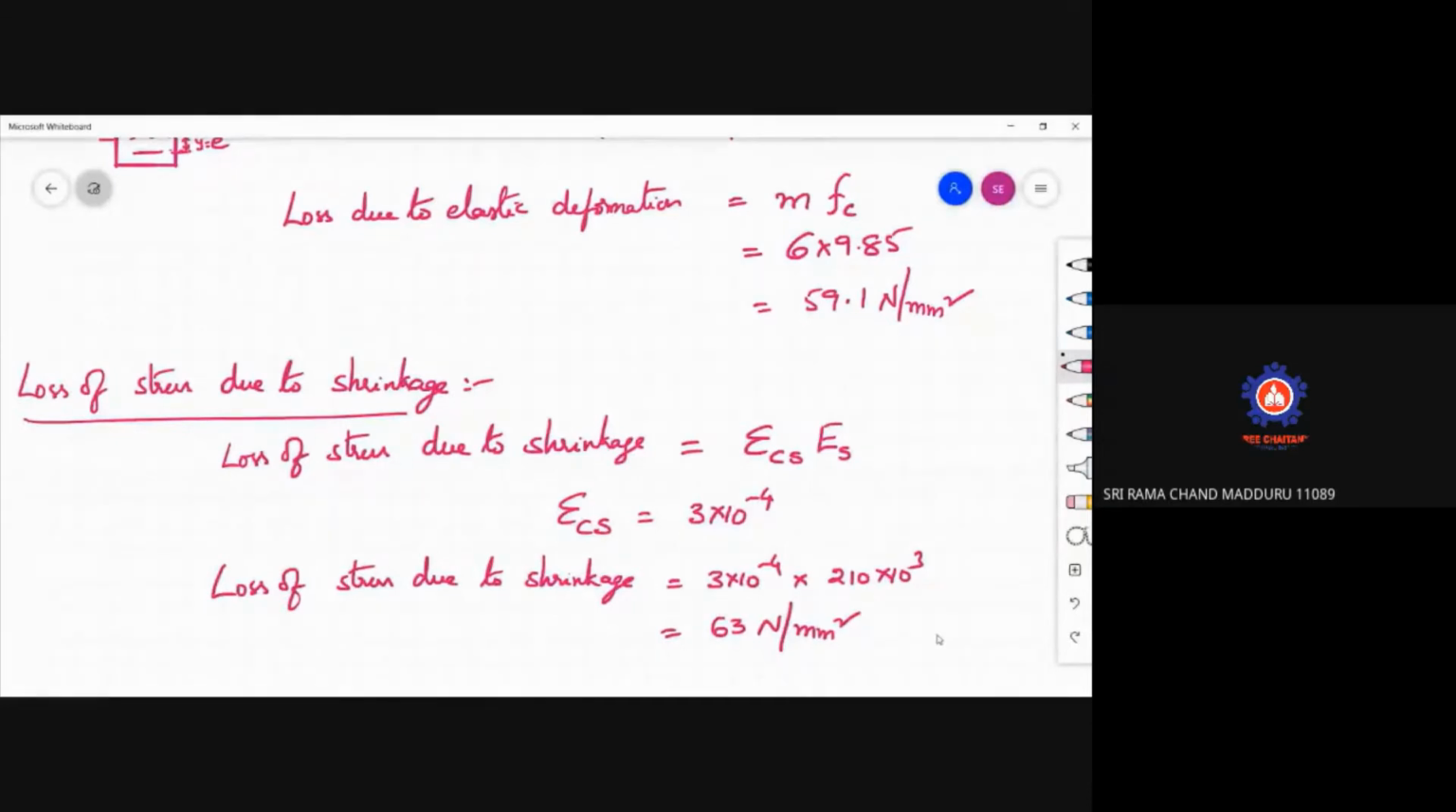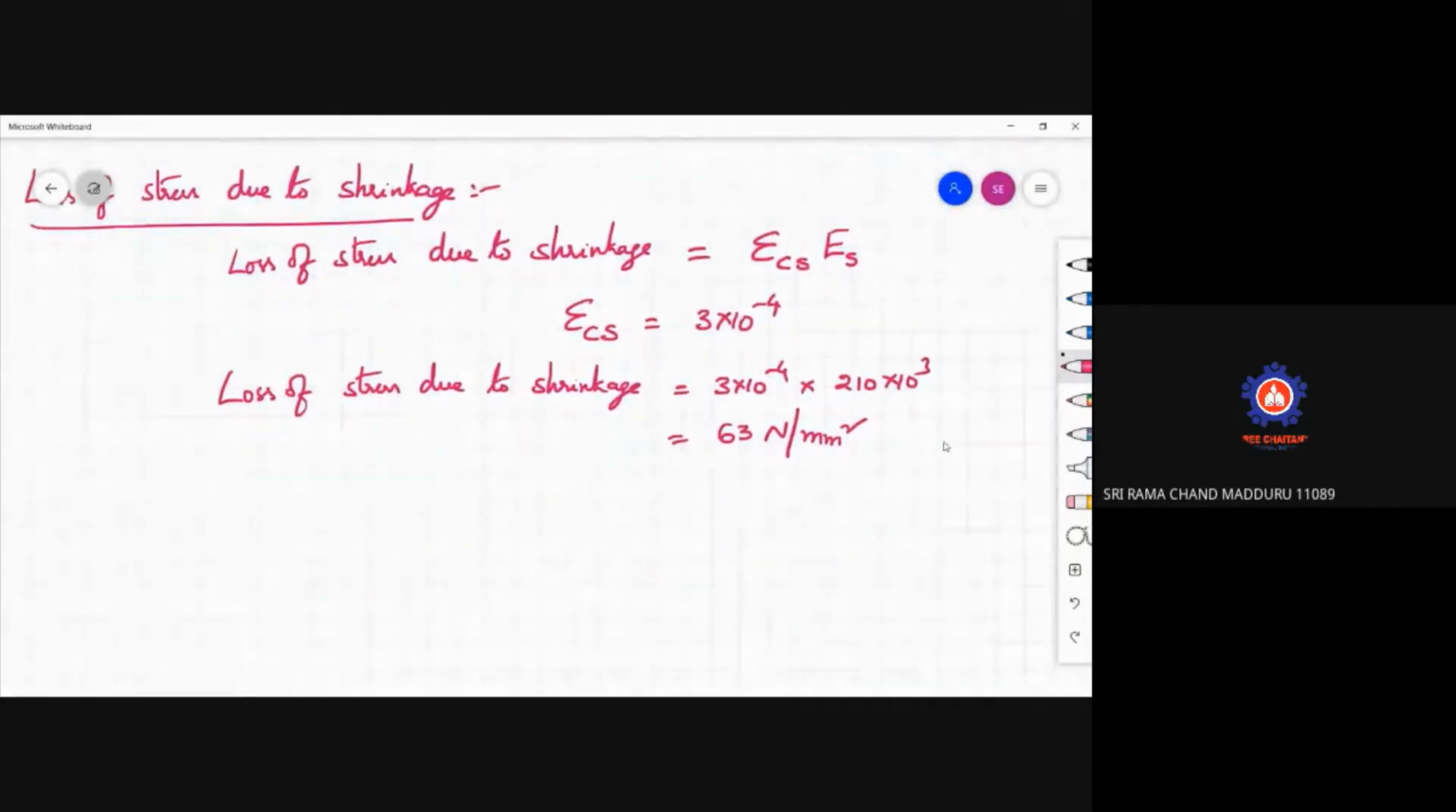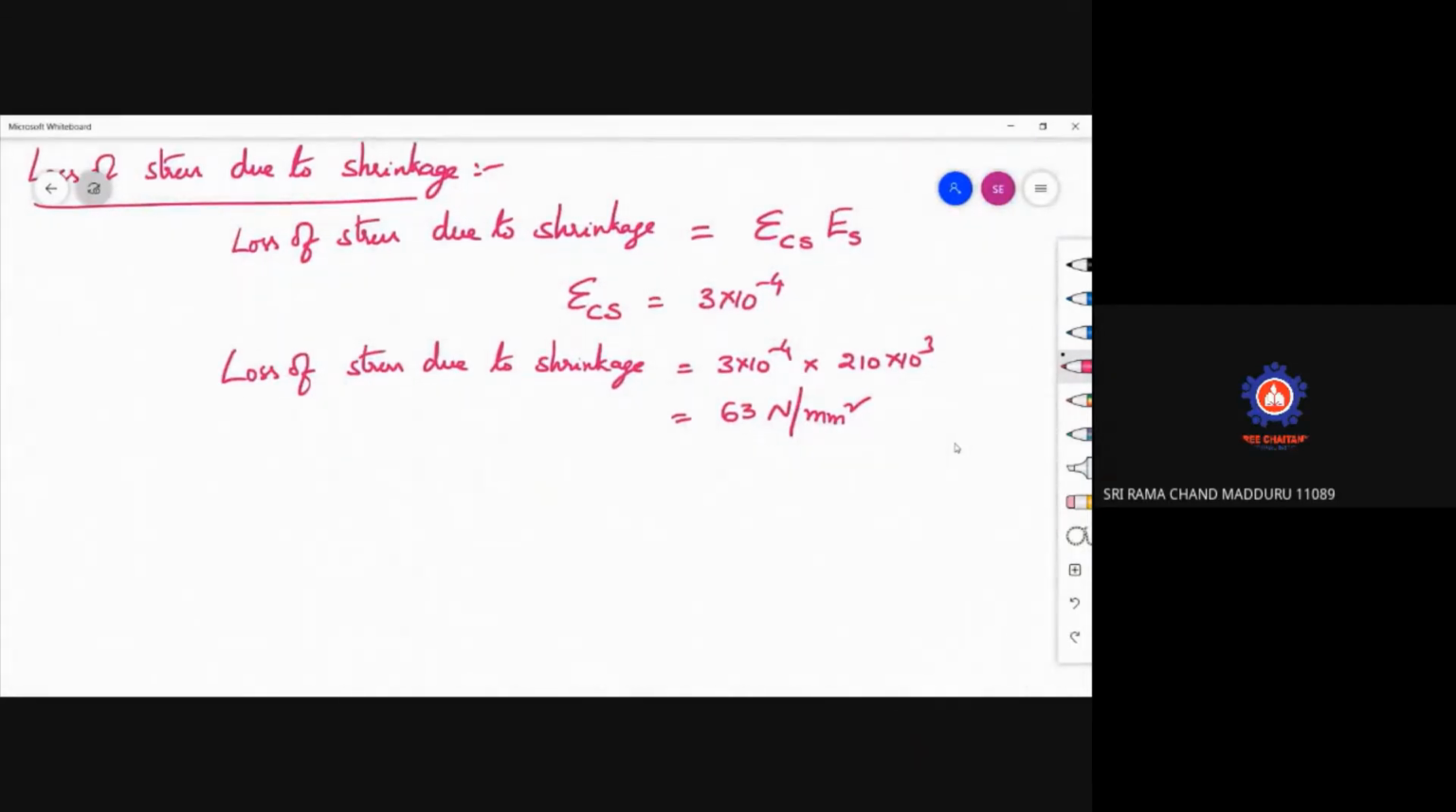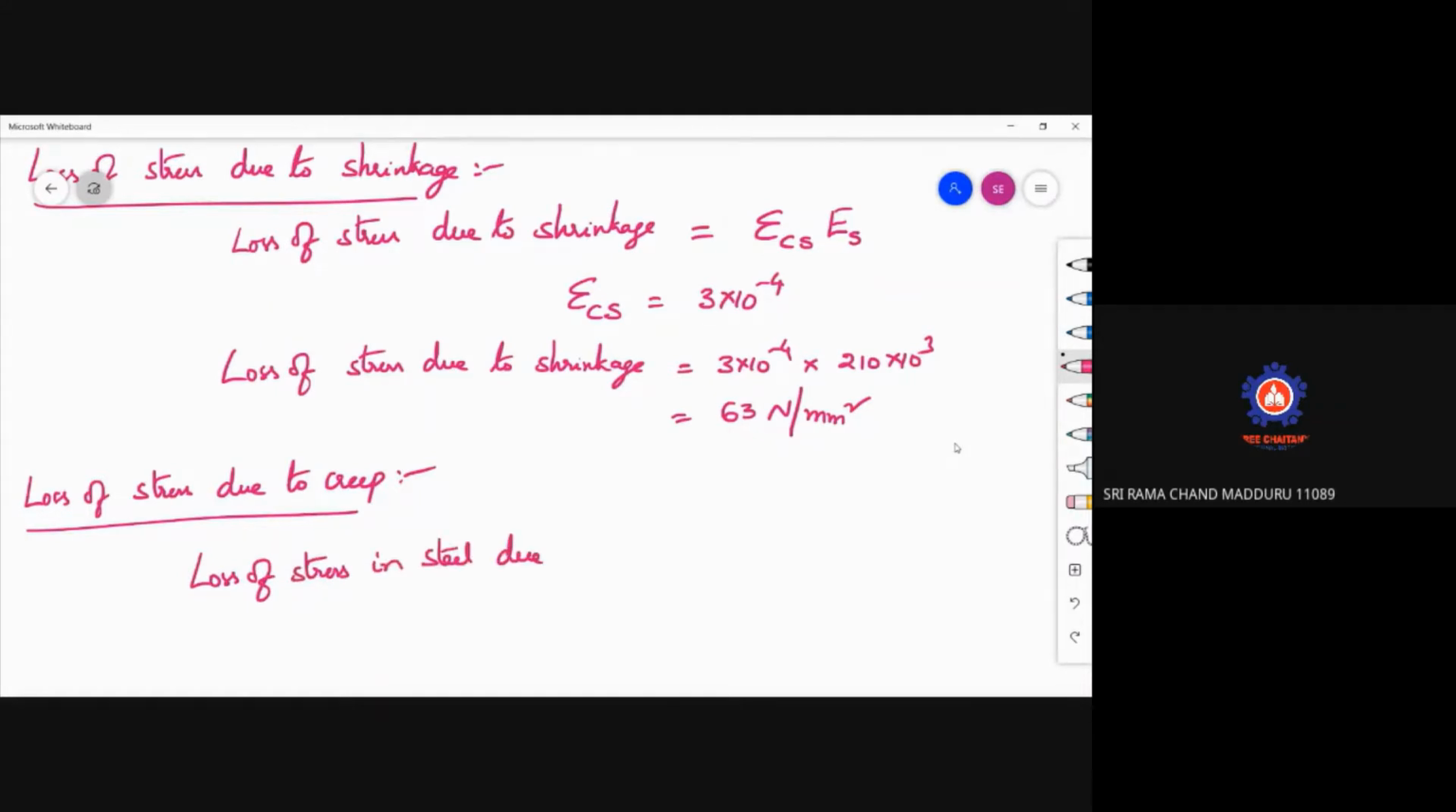So the loss of stress due to shrinkage is 63 Newton per mm square. The next one is loss of stress in steel due to creep in concrete.